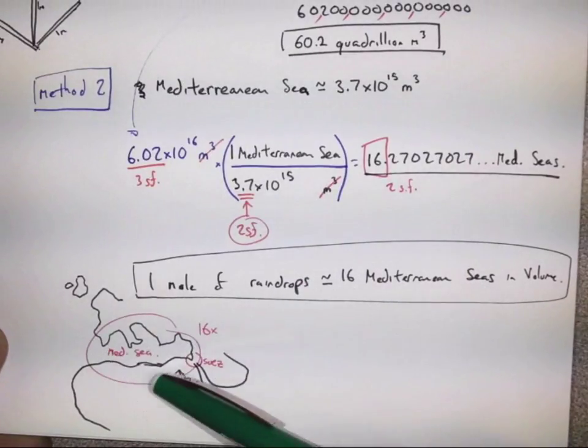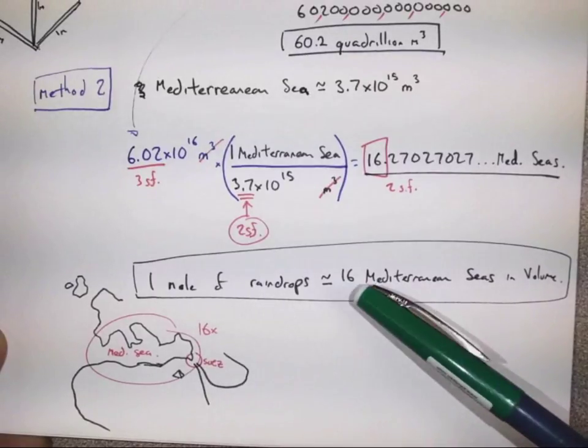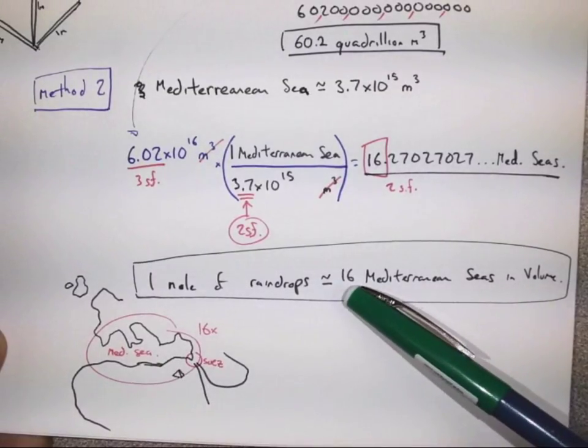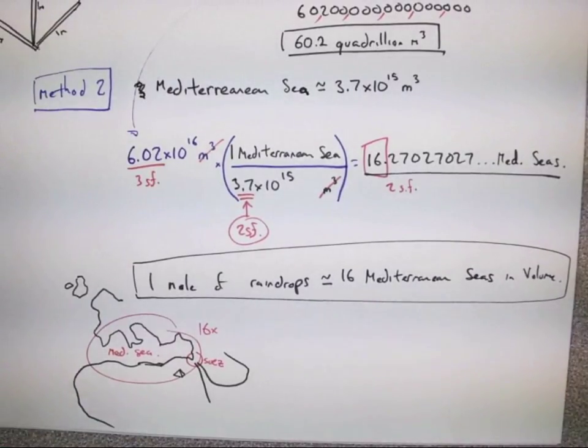I know that the Mediterranean Sea is a large volume, but knowing that it's 16 of those volumes and not 10 trillion of those volumes helps me contextualize how big a mole is a little bit. And every time I do this, it helps me understand big numbers.